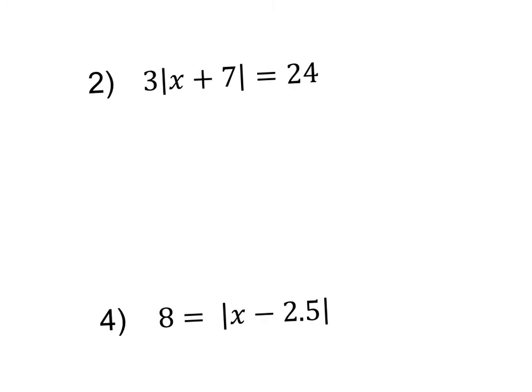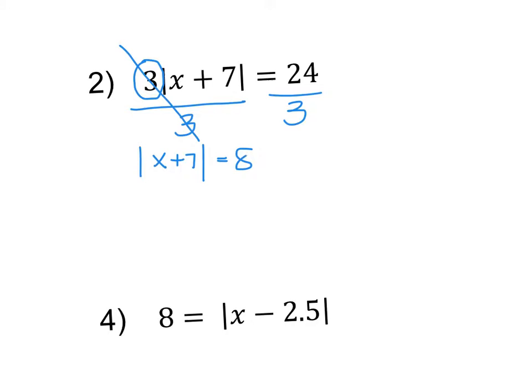Look at number 2. The first rule is to get the lines by itself. Notice that we have a 3 out front. That's really 3 times the absolute value of x plus 7. The opposite of times is to divide. So we're going to divide by 3 on both sides. The 3's cancel. We get the absolute value of x plus 7 equals 8.